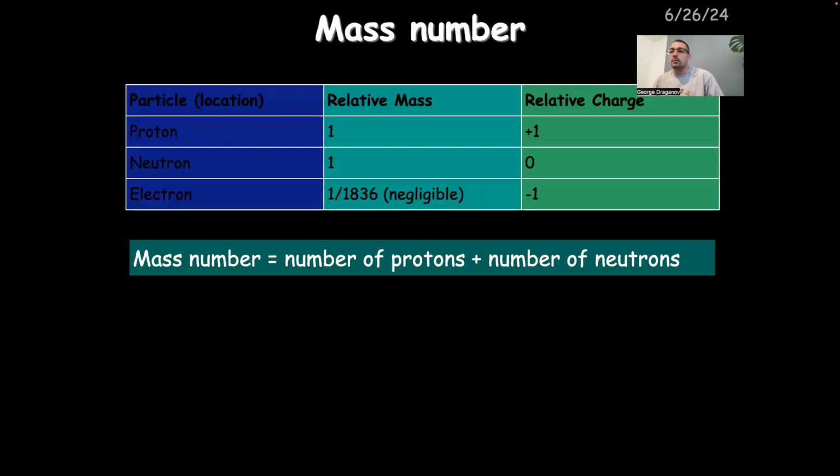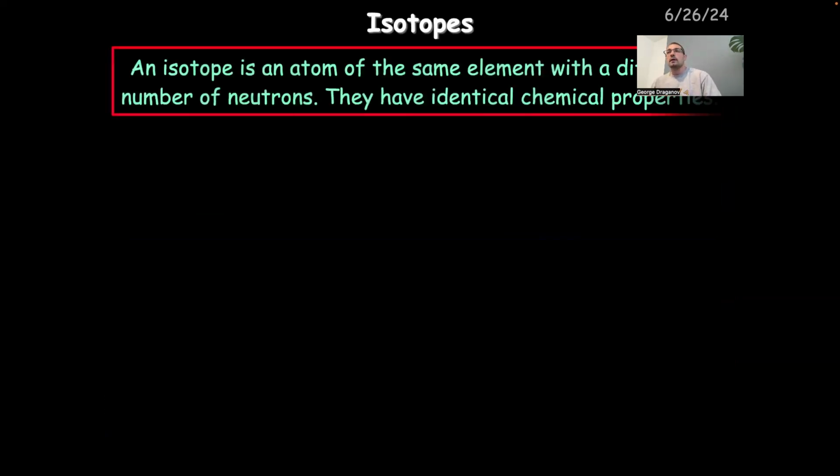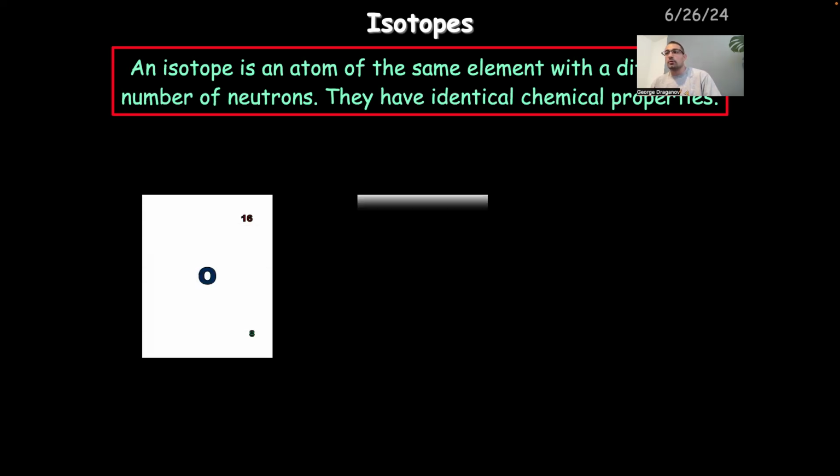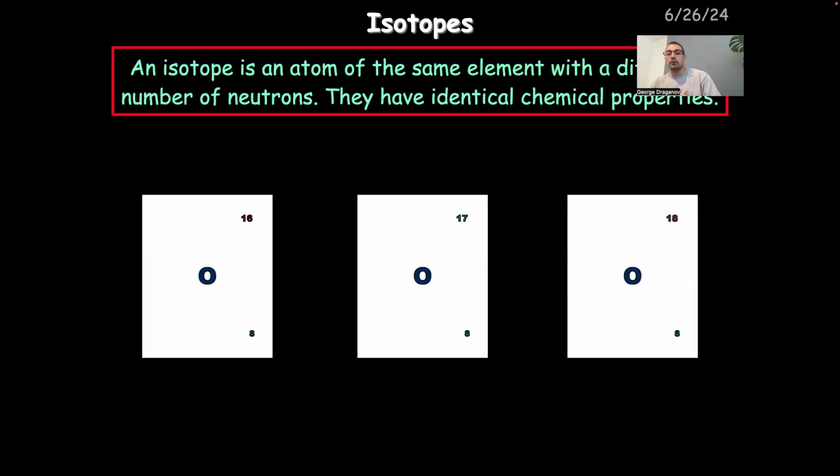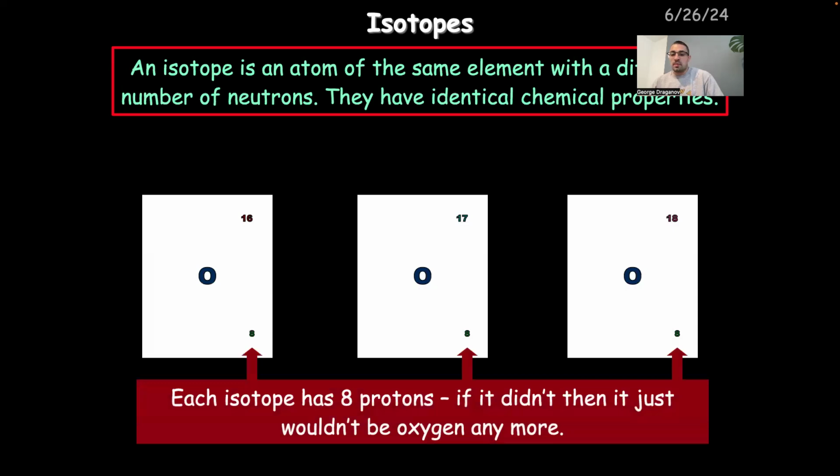We learned that mass number is the protons and neutrons, and the atomic number is the number of protons. Then we learned about isotopes. The reason I bring up isotopes is because they'll be required for relative atomic mass. Isotopes are atoms of the same element with a different number of neutrons, but obviously the same protons. So here you have 3 isotopes of oxygen.